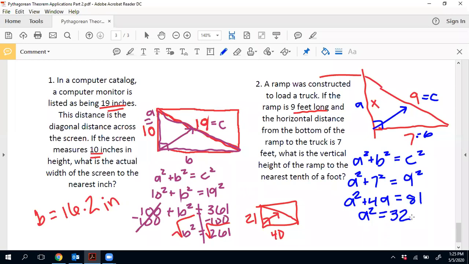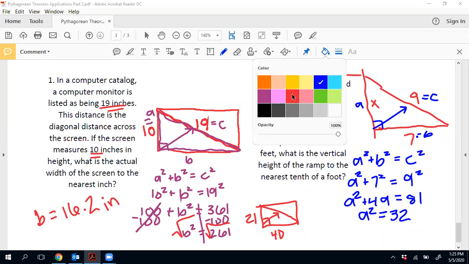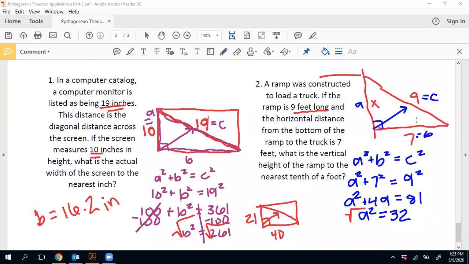So is the answer to this question 32? No. So what do I need to do to finish? Find the square root of 32. So I'm going to take the square root of 32, and I get 5.65, and then it goes on, but 5.65 is going to round to 5.7.